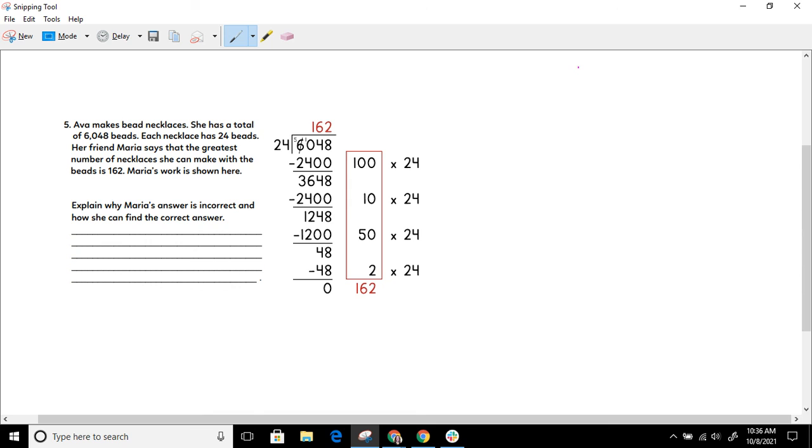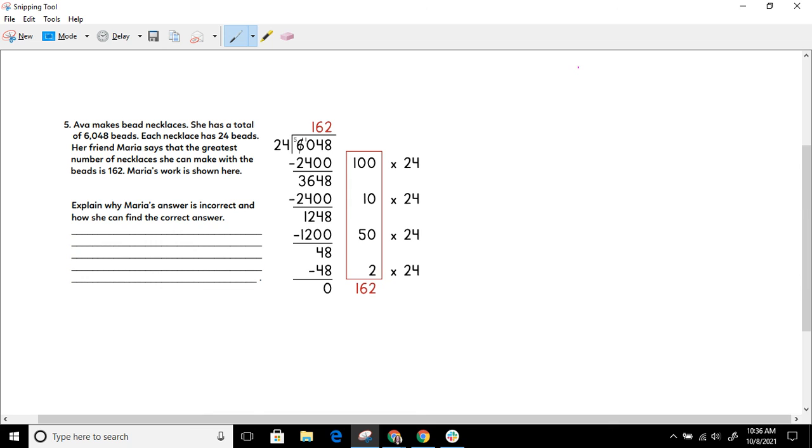Now, Maria is wrong. When she got 162, that is incorrect. You have to figure out where she went wrong. So actually pretend that you're the teacher. You have to check her work. Where did she go wrong? Now, as a teacher myself, when I check your work and it's a math problem, I usually end up solving the problem myself to see where you went wrong. So that's what I would suggest doing.